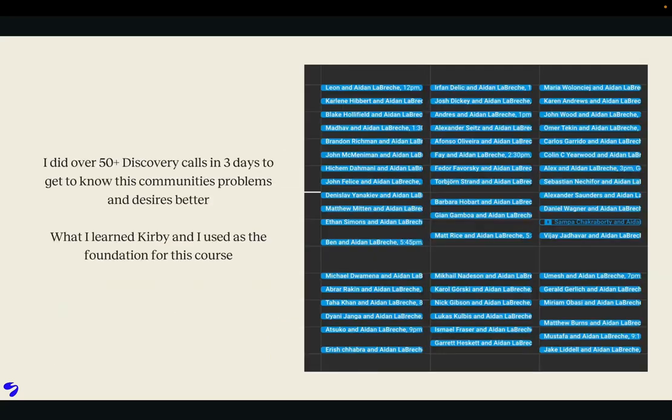And when I joined Synthesizer, I did over 50 discovery calls in 3 days to get to know this community's problems and desires better. This is a screenshot of my calendar, and I even fit in more people who reached out to me and DM'd me and tried to get a time when my calendar was maxed. So there's even more than this list on the right. And what I learned, Kirby and I used as the foundation for this course. That is how seriously we treat this. That is how important this is.